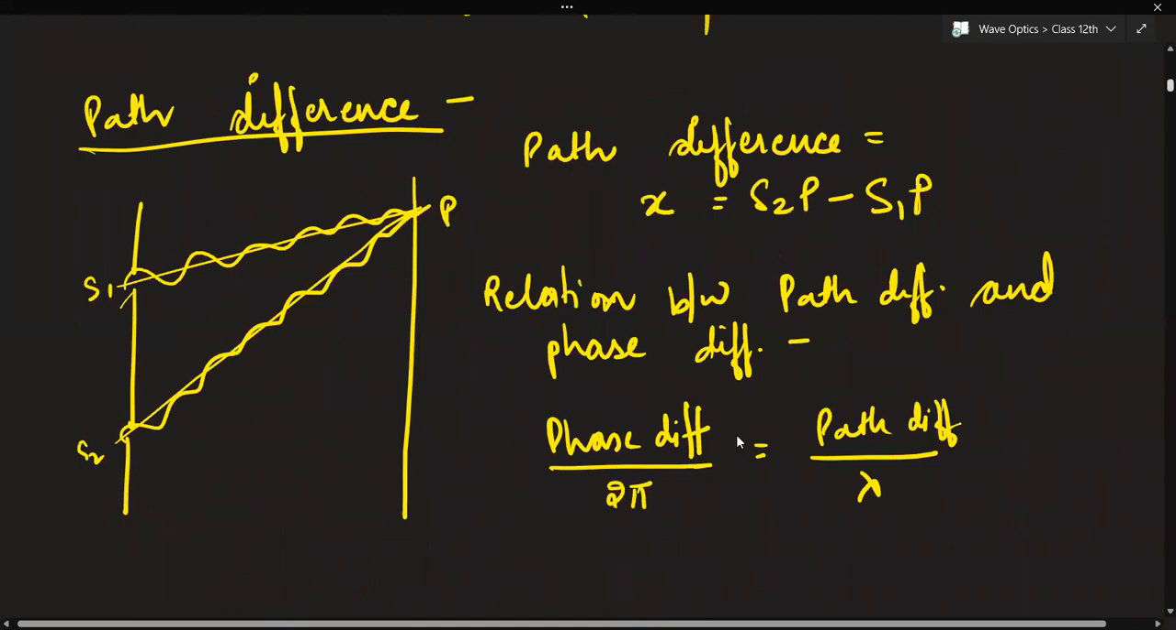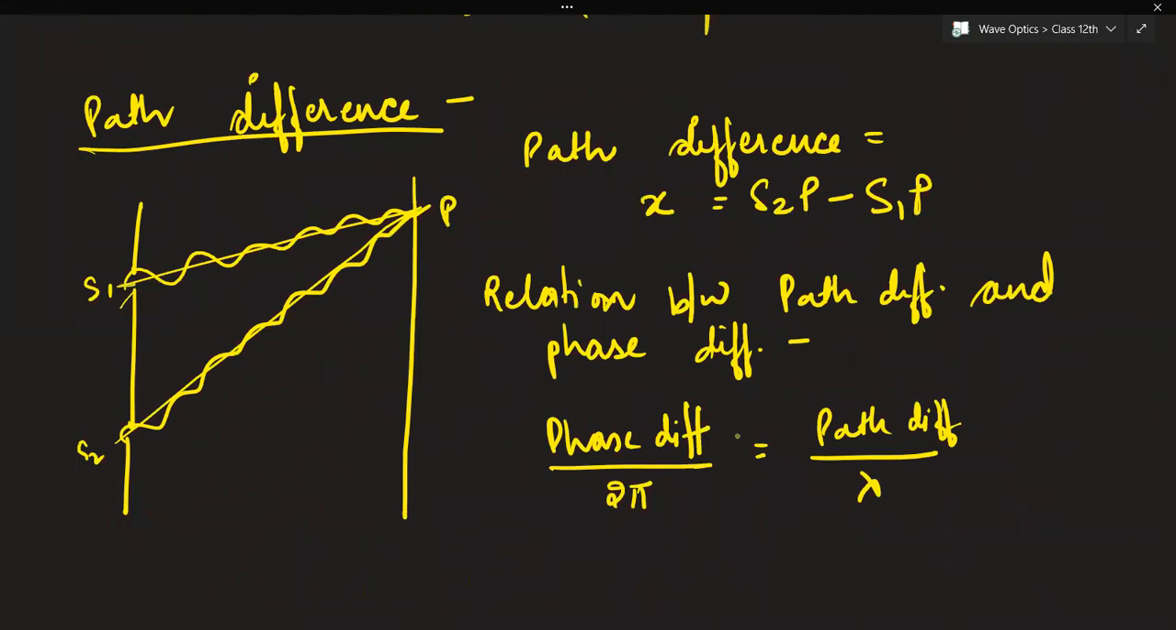These are two slits. From these two slits, waves are emitted. Now these two waves superimpose each other at this point P. So the path difference between them will be simply S2P minus S1P. So the path difference that you will be writing is S2P minus S1P, like this.